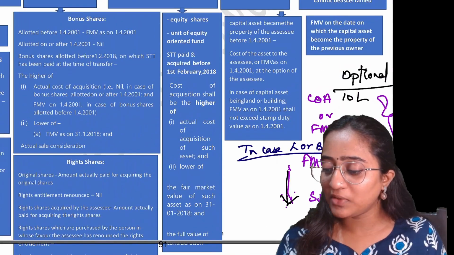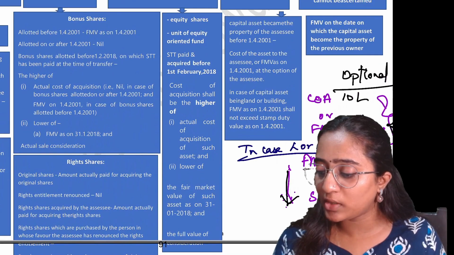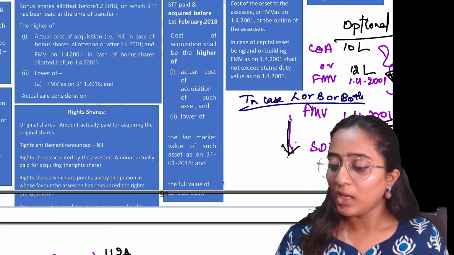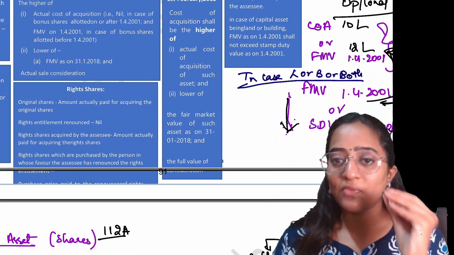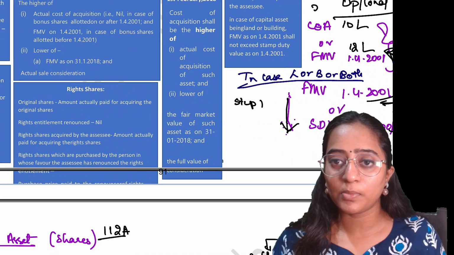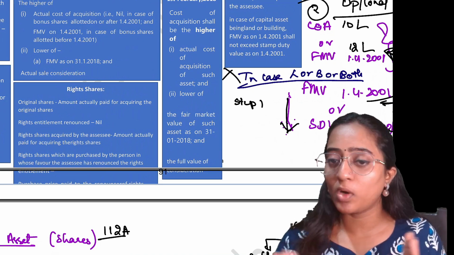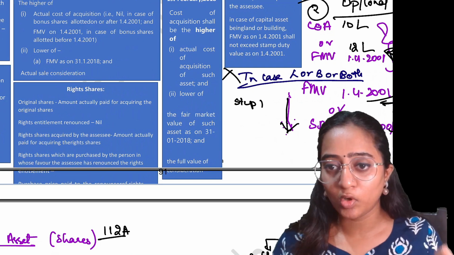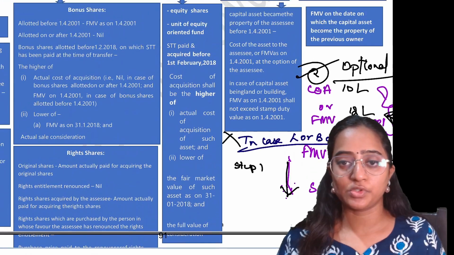Whichever is lower, whatever answer you are getting, you are going to consider that over here in your second point. This or this, now you are going to make. In case of land, building, or both, this becomes your step number 1 and this becomes your step number 2. Simple. In case of other than land or building, this point will not be applicable. You're going to directly apply the second point and you're going to close.